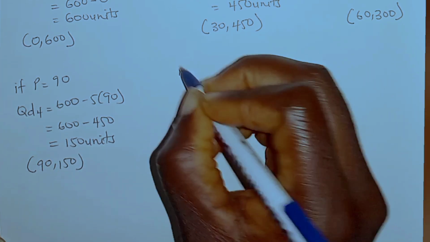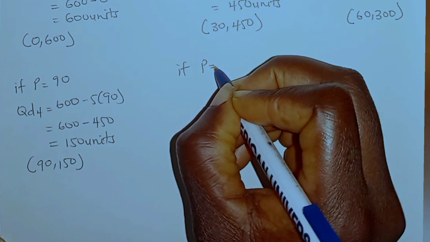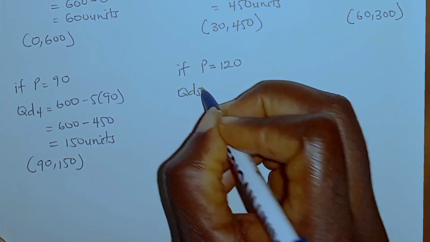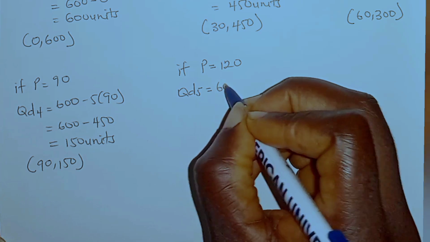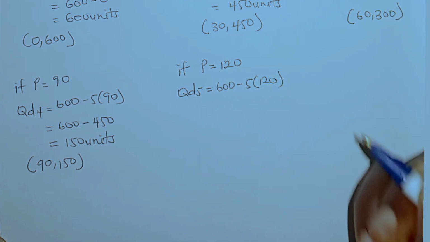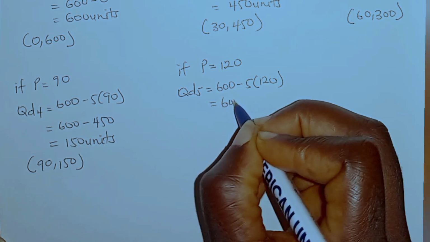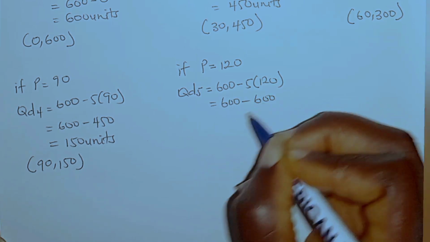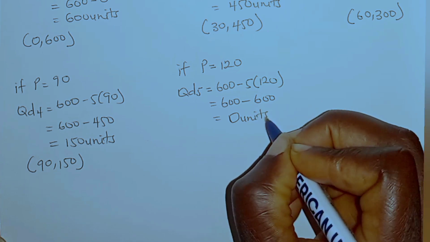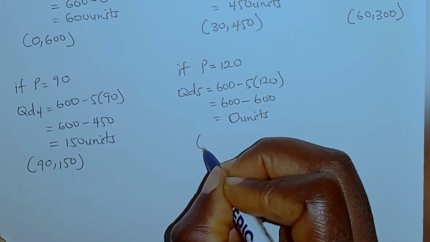If P equals 120, what is QD5? QD5 equals 600 minus 5 into 120, which equals 600 minus 600, which is equal to 0 units. This means that at price 120, our quantity is 0.